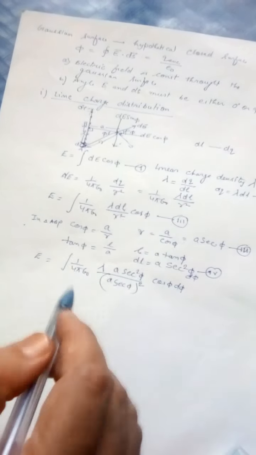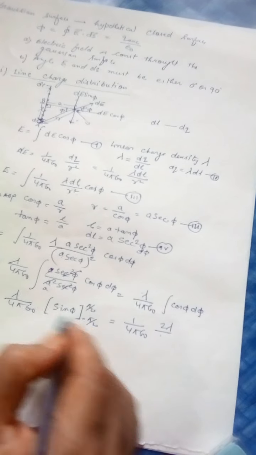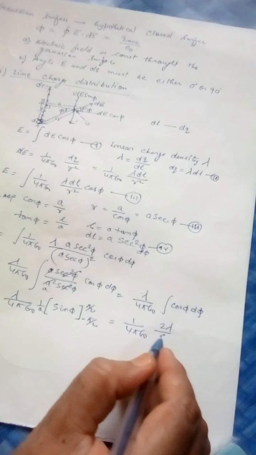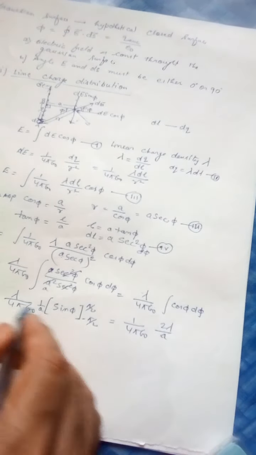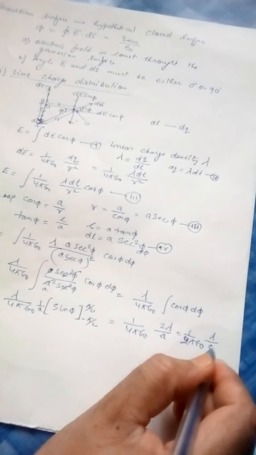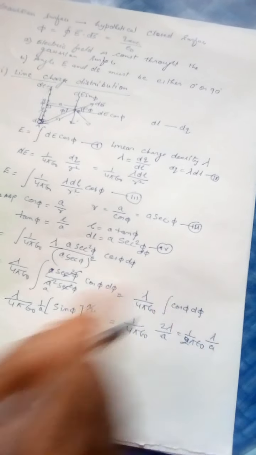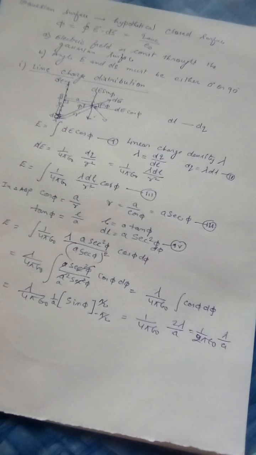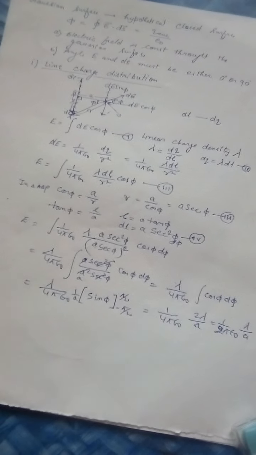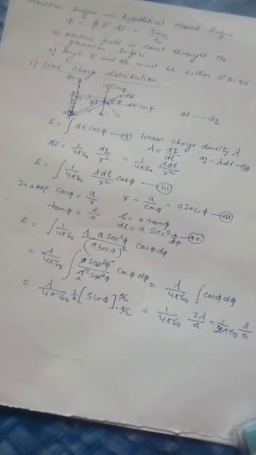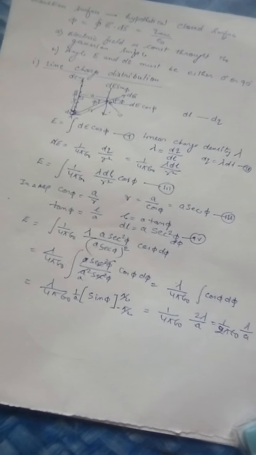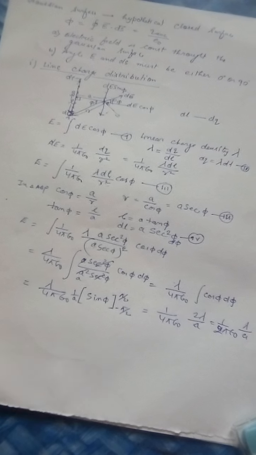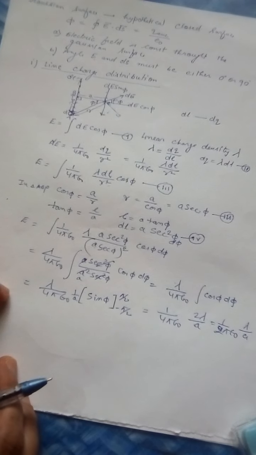When you solve, you will get 1 by 4 pi epsilon naught, 2 lambda by a, since a is left. So you can write this also as 1 by 2 pi epsilon naught lambda by a. So this is the formula, but you can see, student, that this calculation is very lengthy. It takes a lot of time. Now we will use Gauss law to solve the same problem, and you can see in 4 or 5 lines we are able to solve that.